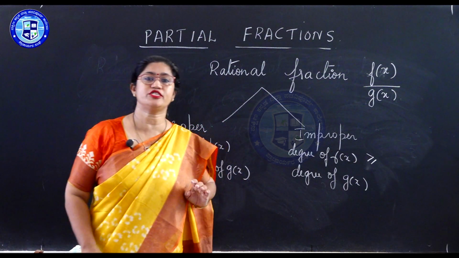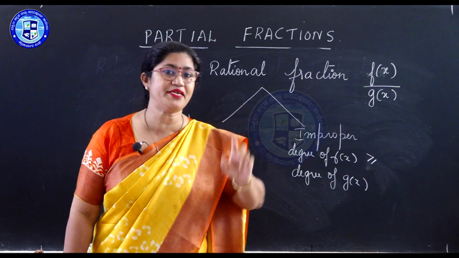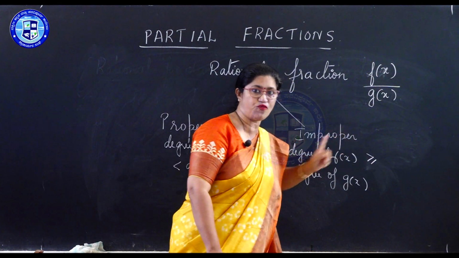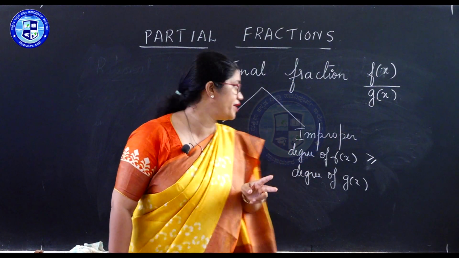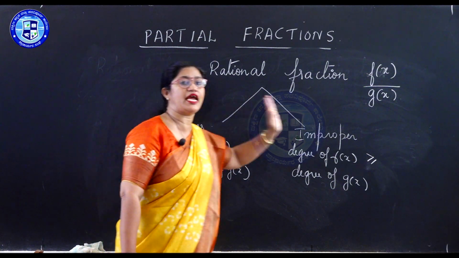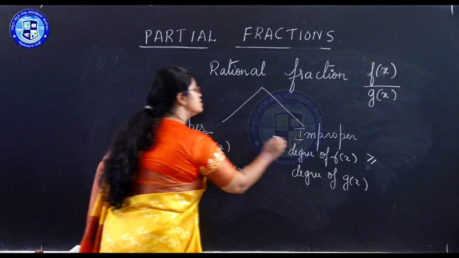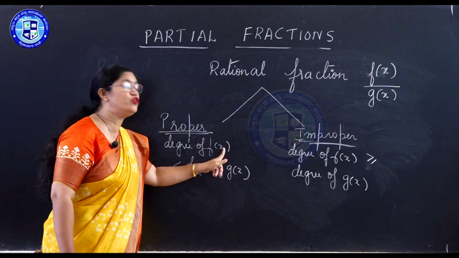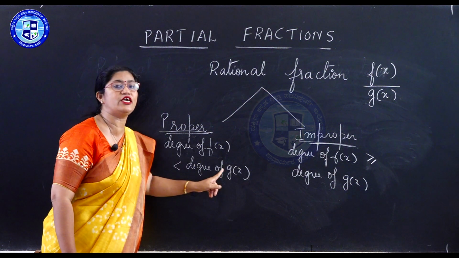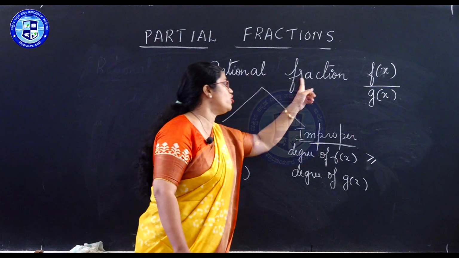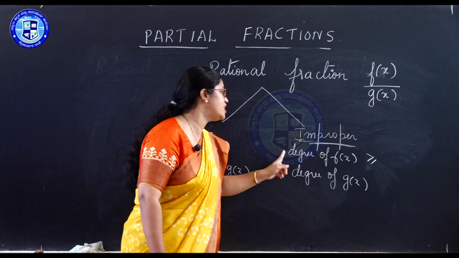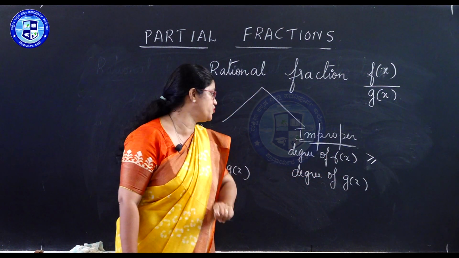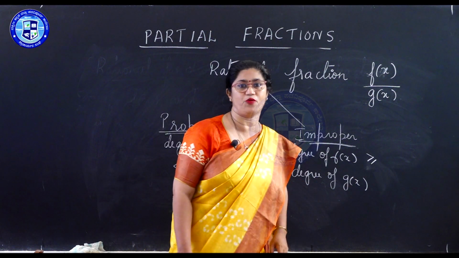So I hope you got this concept. I'll just repeat it quickly. A rational fraction of the form f of x by g of x can be divided into two parts, proper rational fraction and improper rational fraction. So when do I say it is a proper rational fraction? When the degree of the numerator is strictly less than the degree of the denominator. When do we call this an improper rational fraction? When the degree of the numerator is greater than or equal to the degree of the denominator.